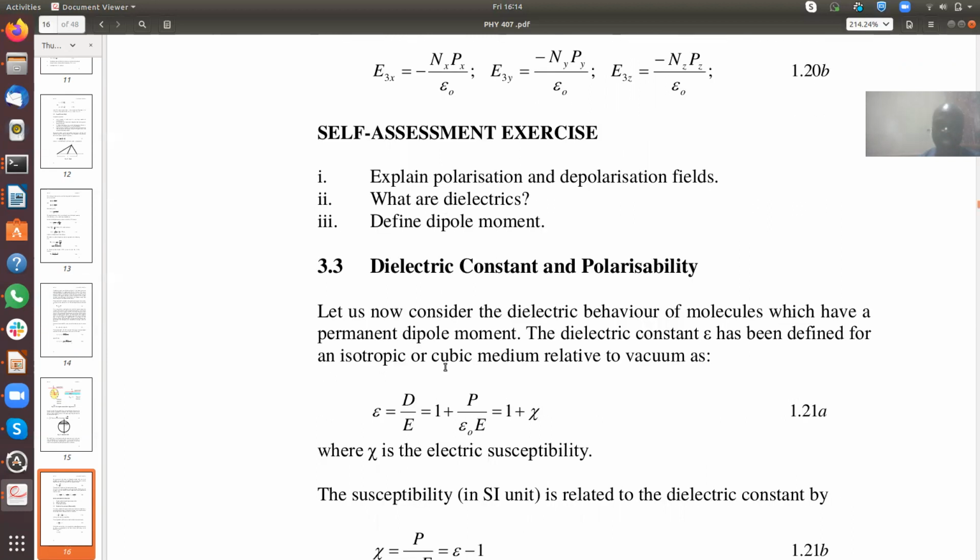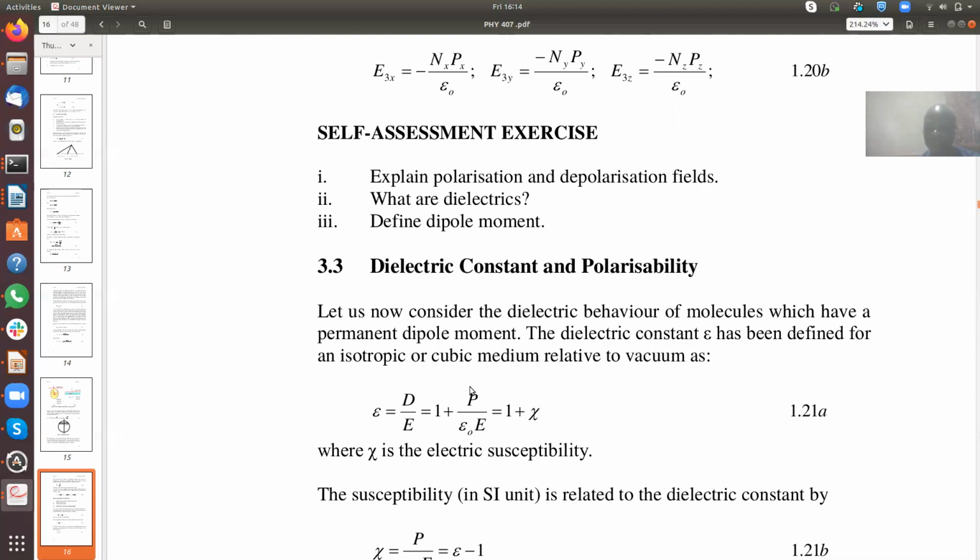By next week, we shall be looking at dielectric constant and polarizability. But I will give you a hint into it before next week. Let's consider the dielectric behavior of a molecule which has a permanent dipole moment. The dielectric constant epsilon has been defined for an isotropic or cubic medium relative to vacuum as this: epsilon is equal to D over epsilon naught E, where D in this case is displacement, which is 1 plus P over epsilon naught E.